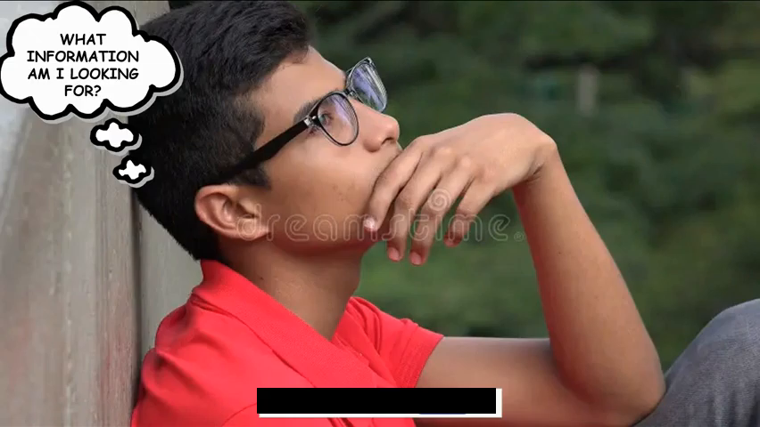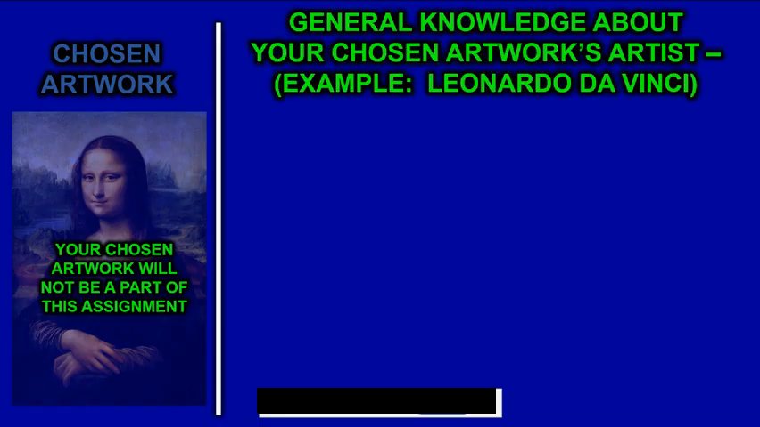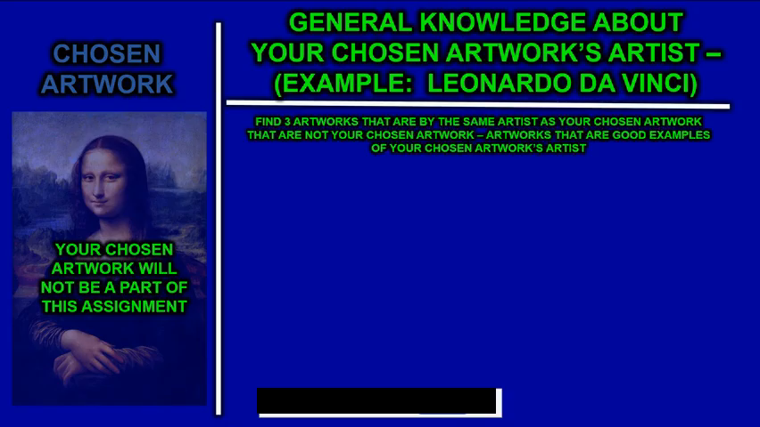Okay, so what information are you looking for? Let's pretend that this is the artwork that you chose for your assignment. You are not going to use this artwork on this assignment. What I want you to do is give me some general knowledge about your artwork's artist. For example, in my case, that would be Leonardo da Vinci. Then I want you to find 3 artworks by that artist that are not your chosen artwork. So I need to find 3 other artworks by Leonardo da Vinci that are not the Mona Lisa.